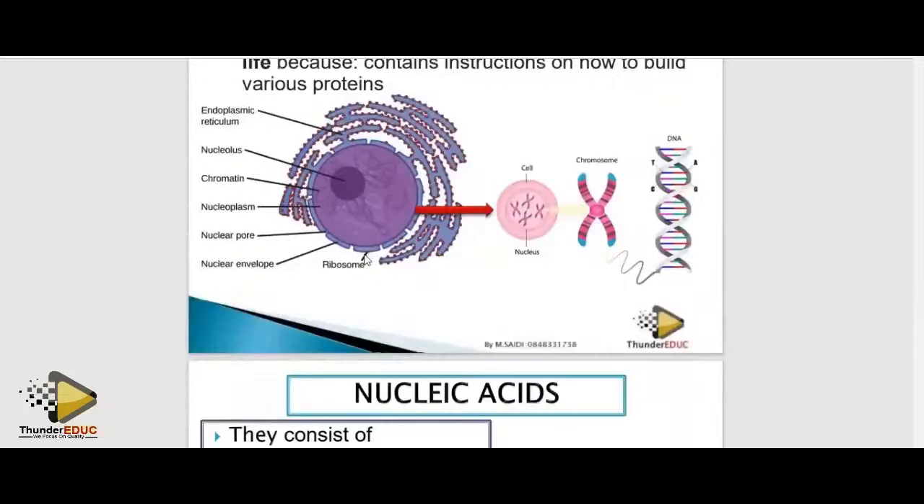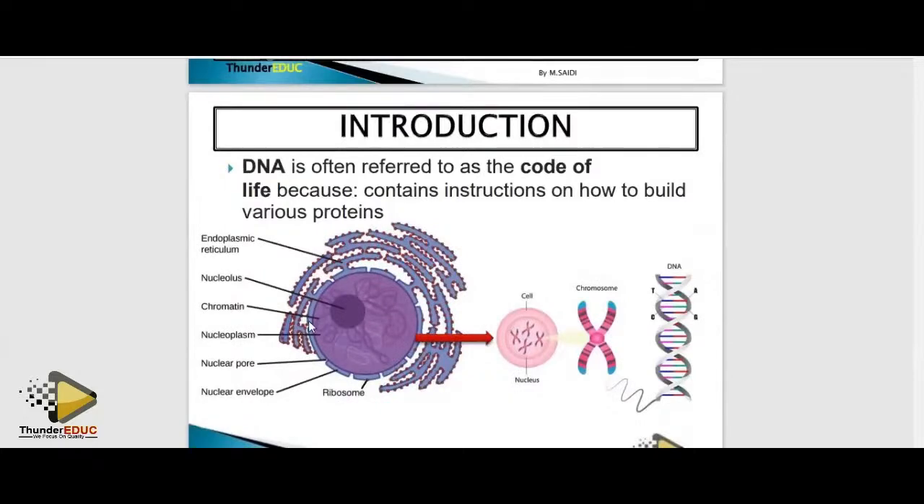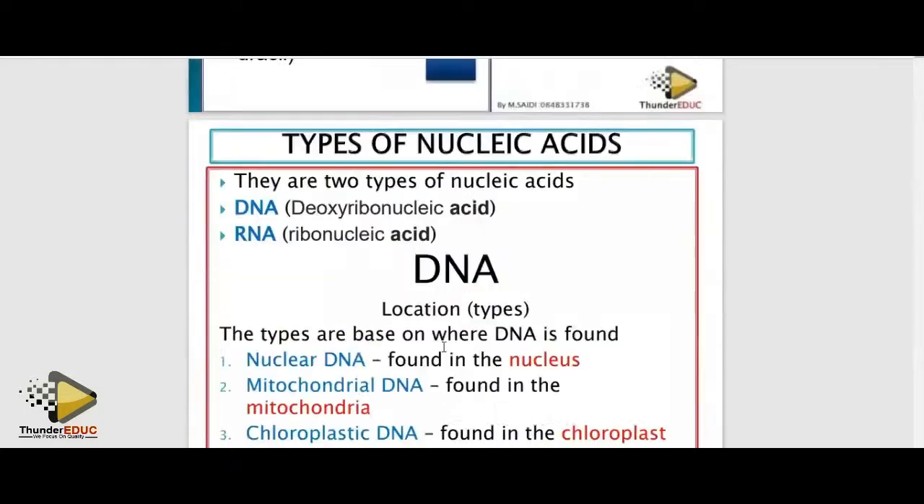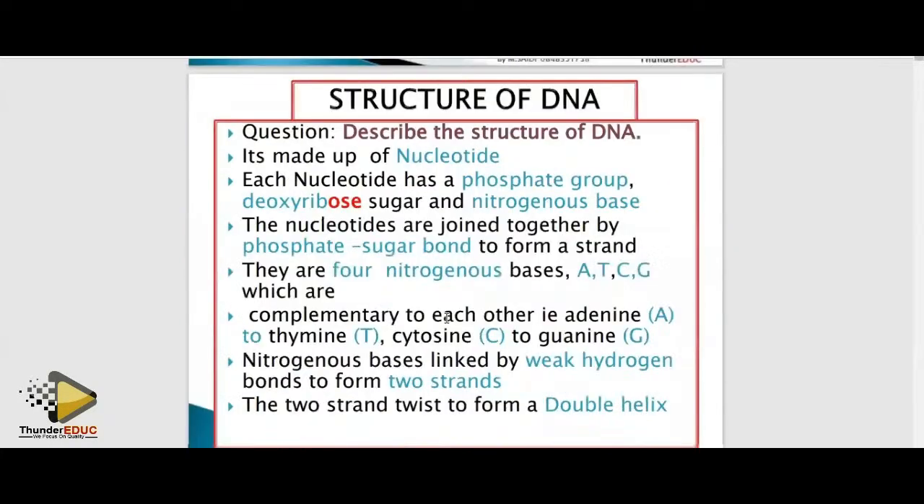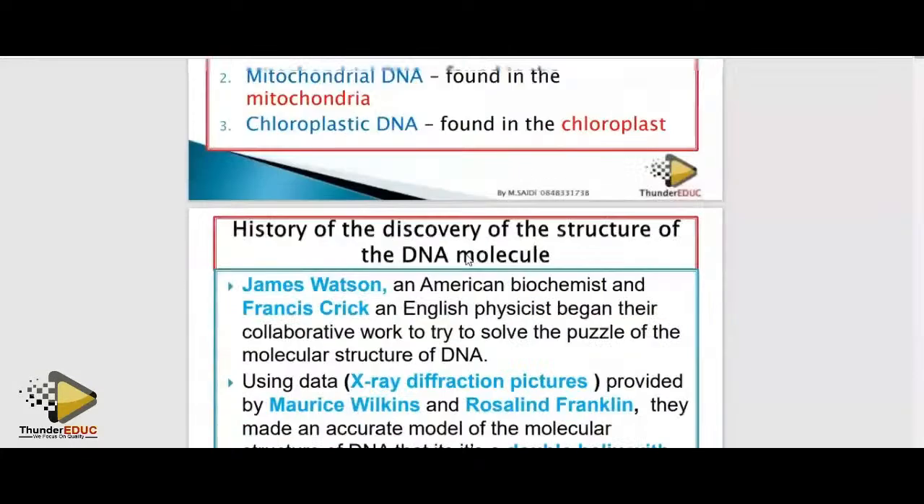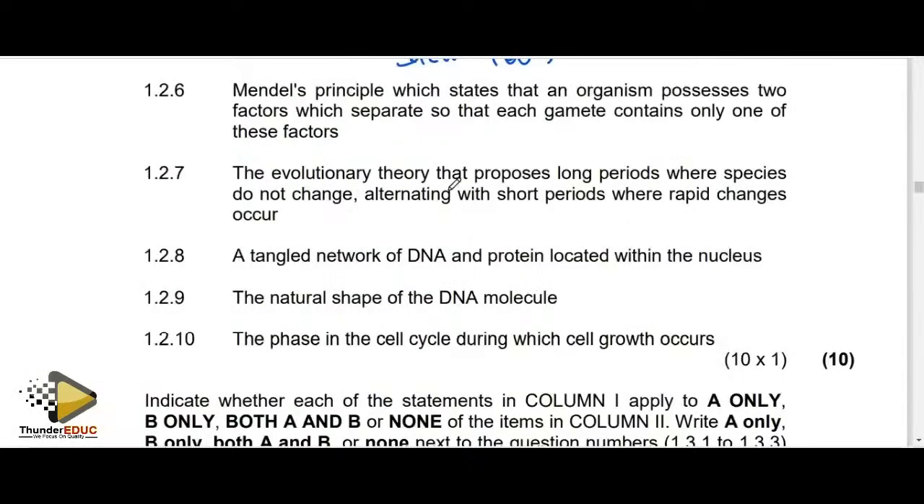You see how the chromatin network is made up. These are what you call the chromatin network. So basically, the question can still be answered by that. They're saying a tangled network of DNA, so it means that it consists of DNA and protein located in the nucleus. If you look at it, it is DNA, and it's a network and is located in the nucleus.